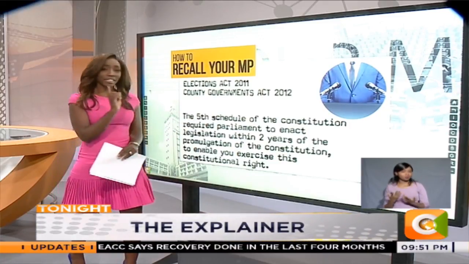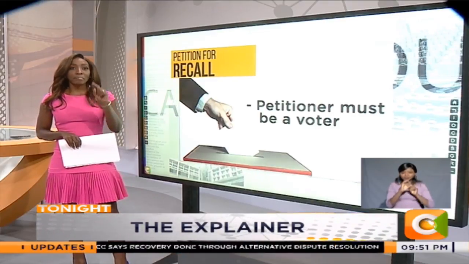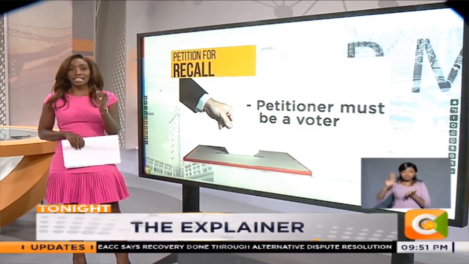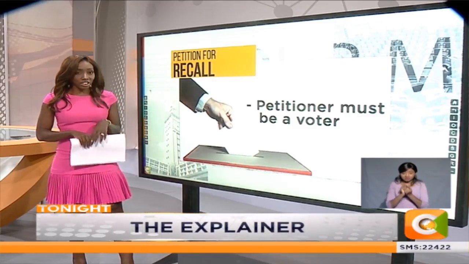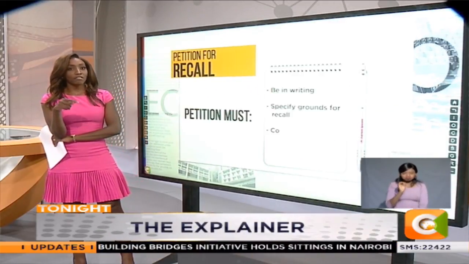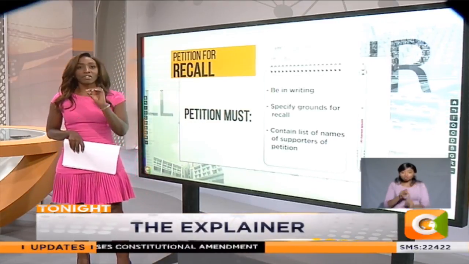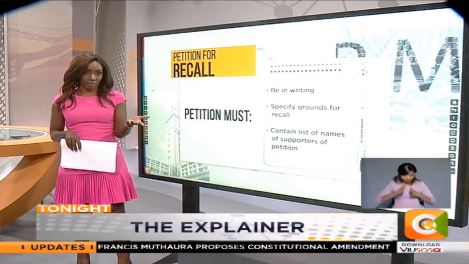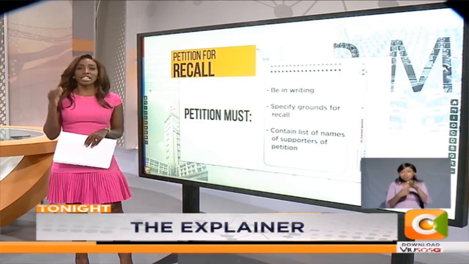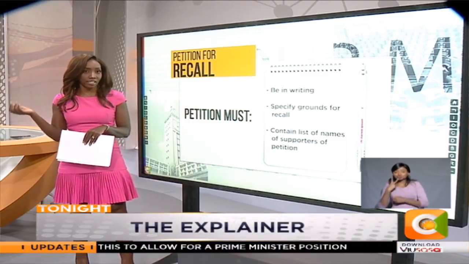Well, first things first, you will need to go through IEBC for this. You must be a registered voter yourself in the specific constituency of the said MP. Your petition must also be in writing, specifying the grounds for recall. Your petition must be signed by at least 30% of the registered voters in the constituency. So if, for instance, your constituency has 700,000 voters, you'll need the signatures of at least 210,000 registered voters in that constituency.